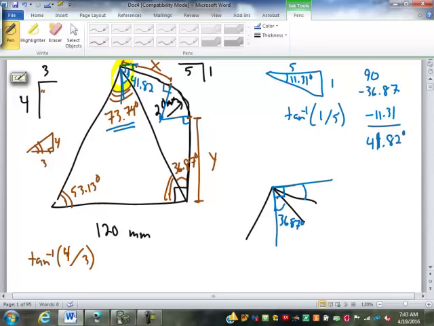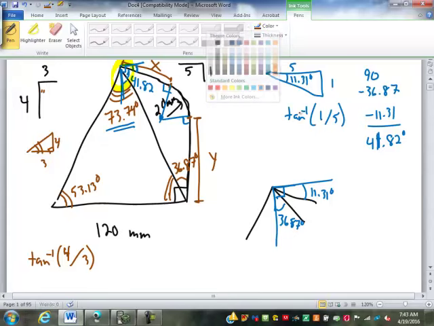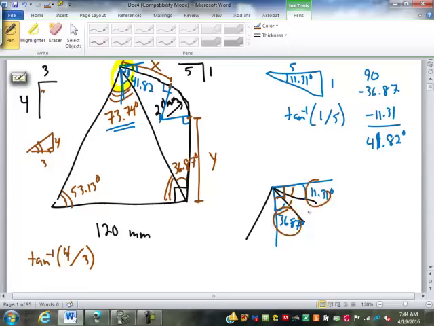This here is actually outside up here, and that's just from the slope. The 1 in 5 slope gives me the 11.31 degrees. So it's these three angles here, here, and here that add up to 90. So that's why I took 90 and subtracted them to get the 41.82. Well, it's a way of looking at it.